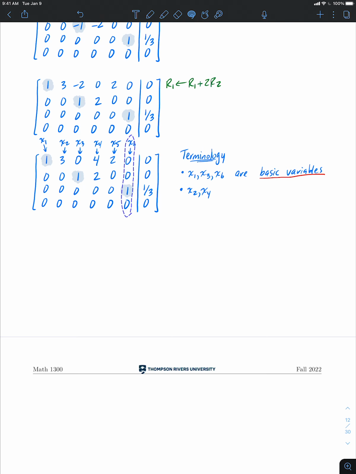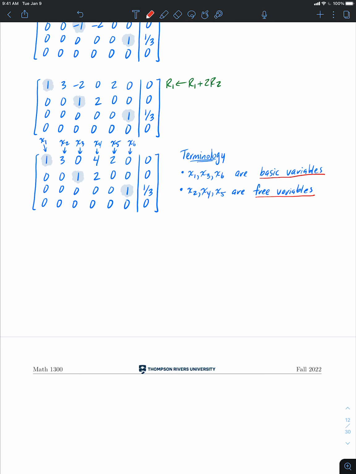So x2, x4, and x5 are not basic variables because they correspond to columns which are not pivot columns. So therefore, they're called free variables. So let's finish that off. So they are free variables. Okay, so what do you do with these variables? What's the difference? Well, there's lots of different ways to approach this.